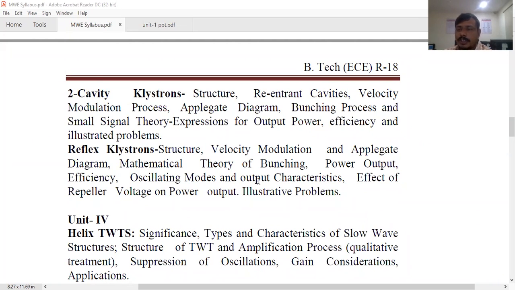Due to velocity modulation, the velocity of the electrons is varied, which means different electrons will travel with different velocities. These different velocity electrons meet at one point, and that is called the electron bunching process. Due to electron bunching, current modulation also occurs in these Klystrons.